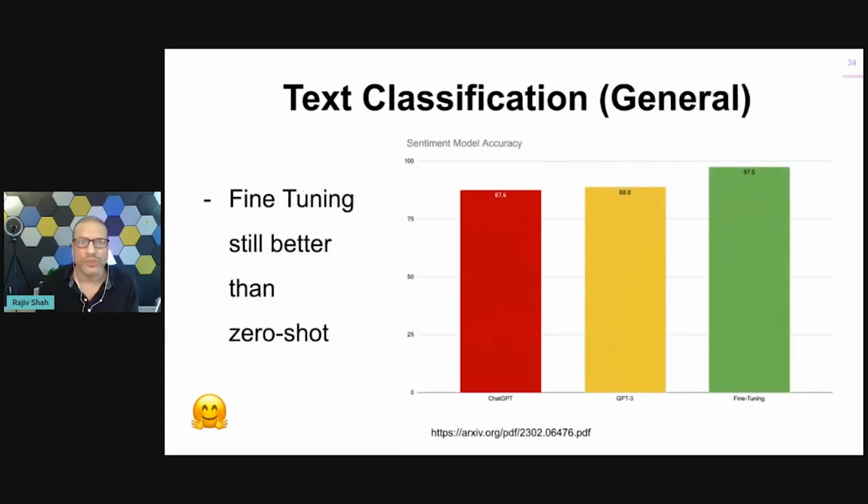So this is an example with just traditional sentiment. The improvement isn't much better, but again, the fine tuning is doing better than zero shot. And by zero shot, it's essentially you're not giving it any examples. You're just asking it right away in the prompt, give me the sentiment for this sentence, versus few shot where you might say, hey, here's some examples of how to do this.